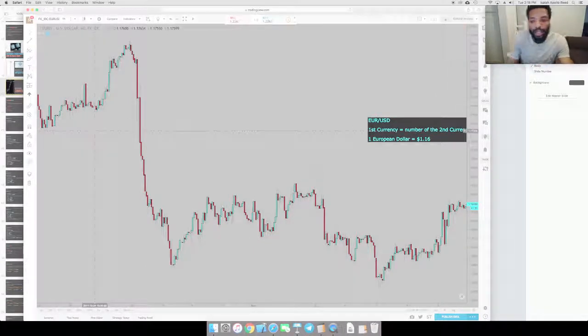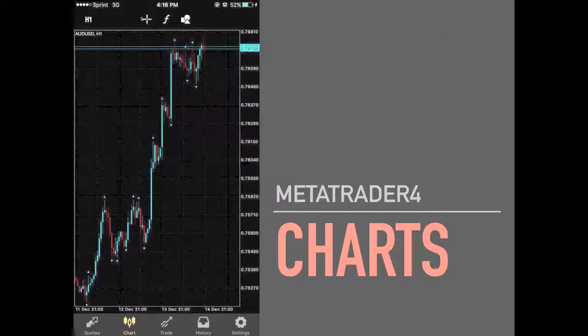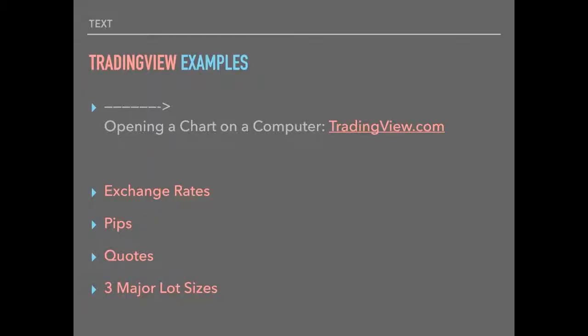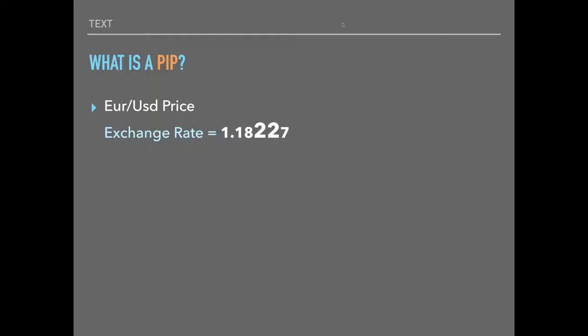Now what you guys need to understand is what a pip is, and I'll explain what that is right now. Let's go to these slides. Alright, so what is a pip? You know what the exchange rate is, we just went over that. Let's say this is the euro versus the USD. Every 1 euro is equal to $1.18. So what is a pip?